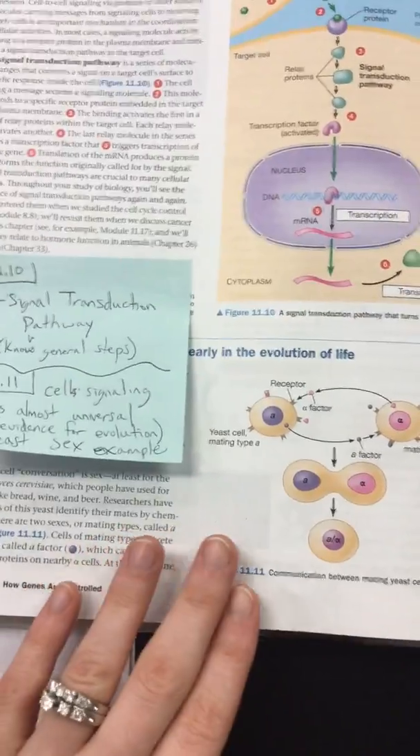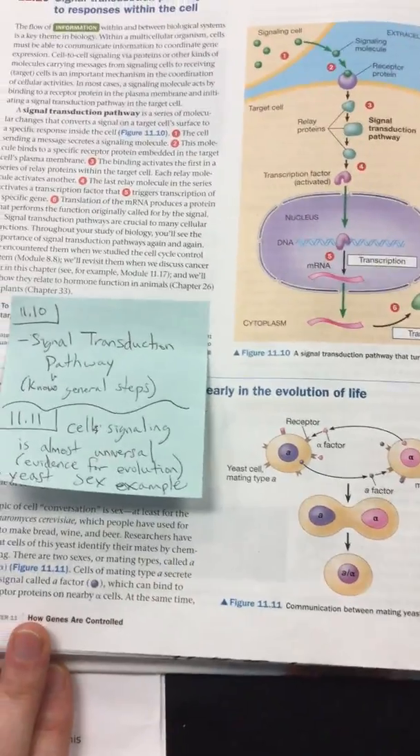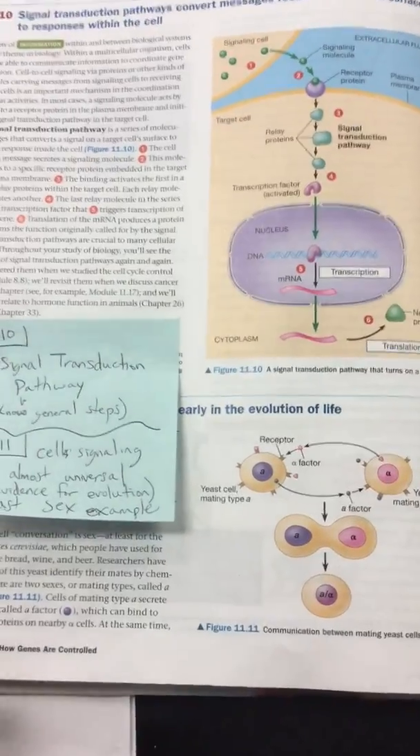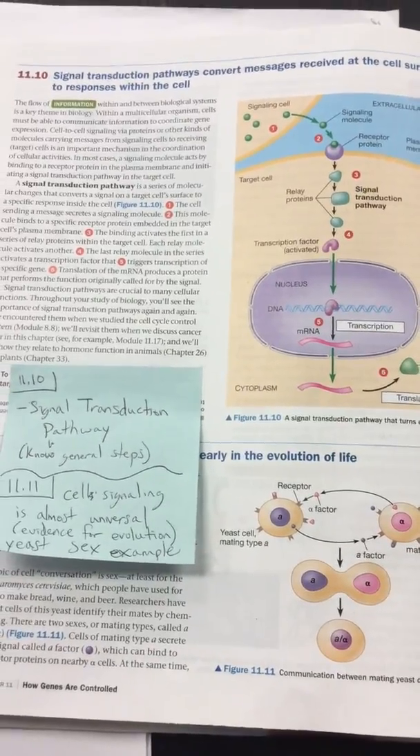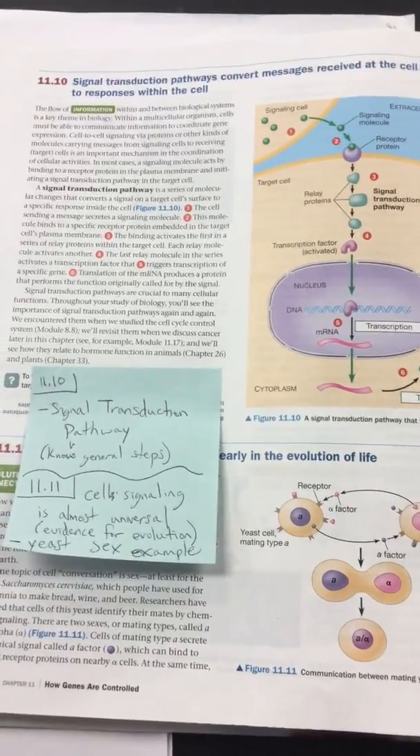This is fairly universal, so scientists use this as evidence for evolution, because it is universal, just like transcription and translation are universal.